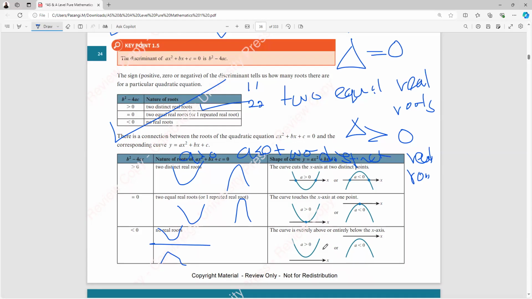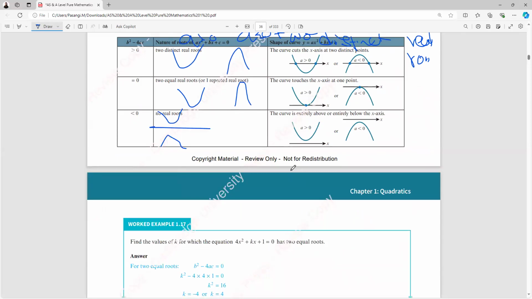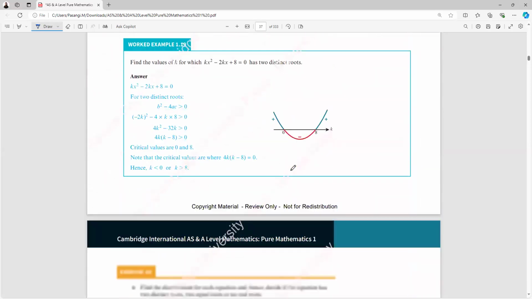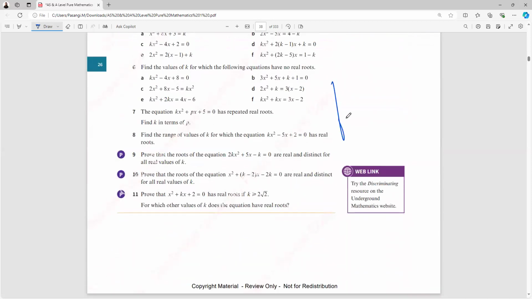That's how it is. Okay, so that is it. Now, it's clear, right, for you? Okay. This one also you can do, I think so.